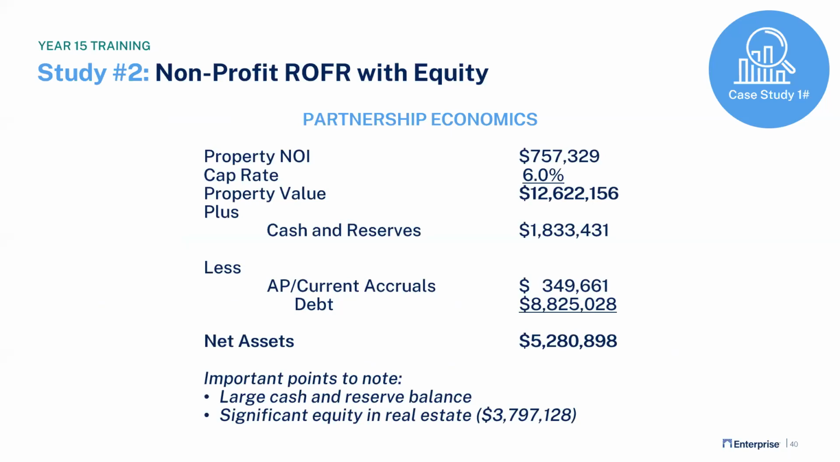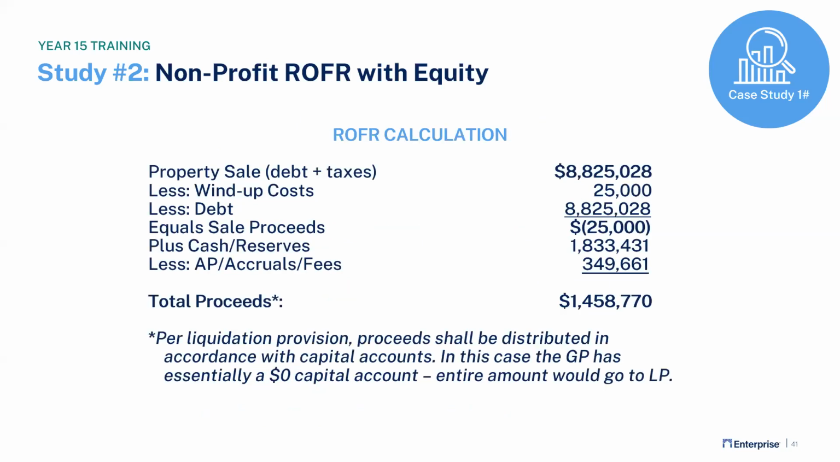Now, if they were to exercise the buyout option, you would run that $12.6 million figure through the buyout option waterfall or the liquidation waterfall, and come up with how much the limited partner would get, and it was very significant. Almost 99.99% would have gone to the limited partner, so it wouldn't make economic sense. Important points here are there's a lot of cash, and that's common for deals up in this area. Cash and reserve balances are big, and there's a lot of equity. They could do a refinance event to take out the equity. So if we do the calculation for the right of first refusal, the sale price of the property would be debt plus taxes.